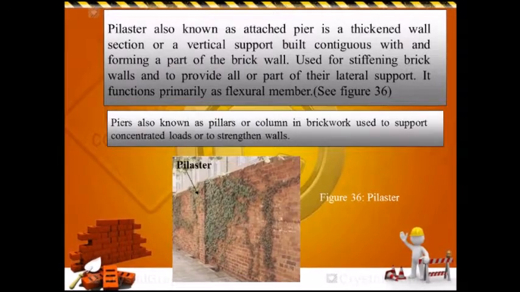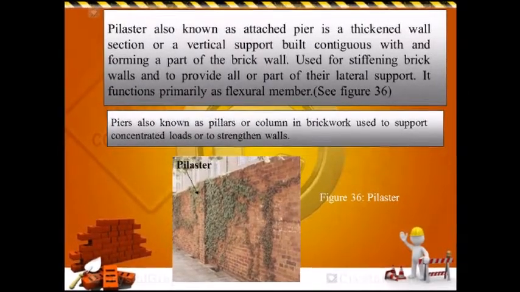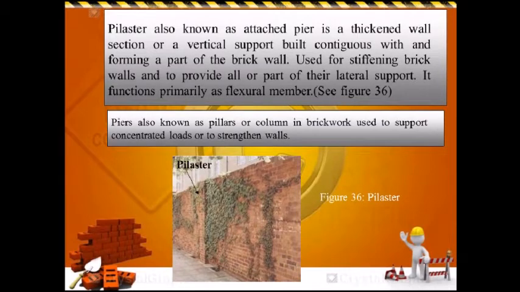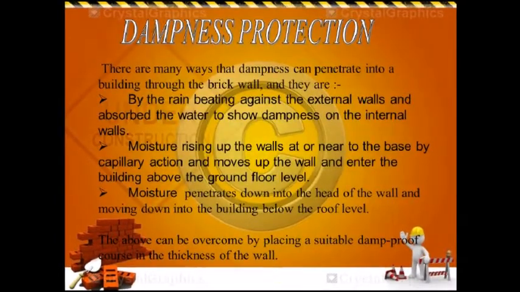Pilaster is used for stiffening brick walls and to provide all or part of their lateral support. Pilaster is also known as attached pier. Piers, also known as pillars or columns, in brickwork are used to support concentrated loads or to strengthen walls.